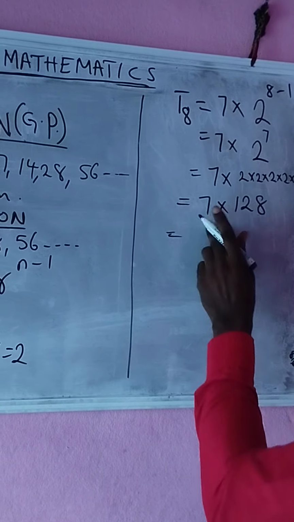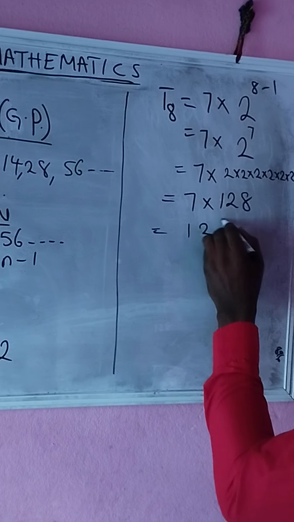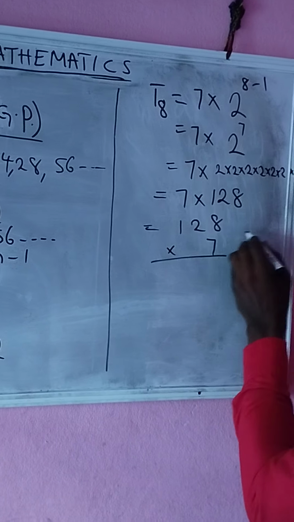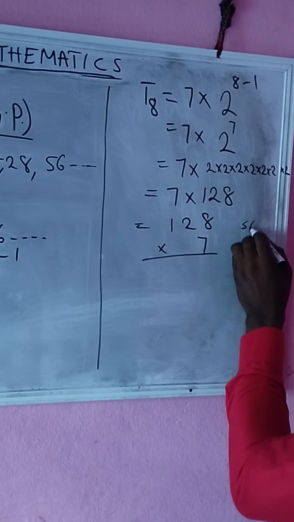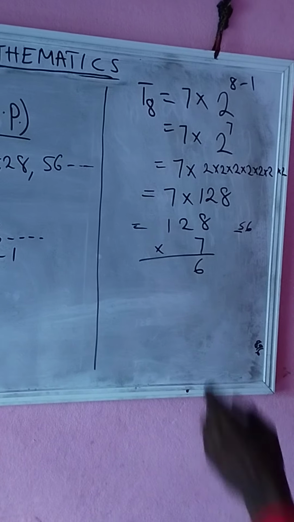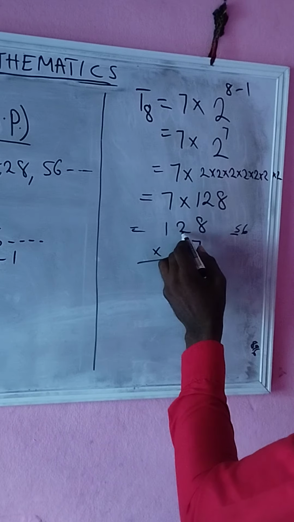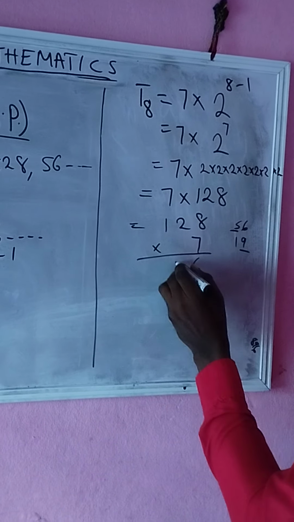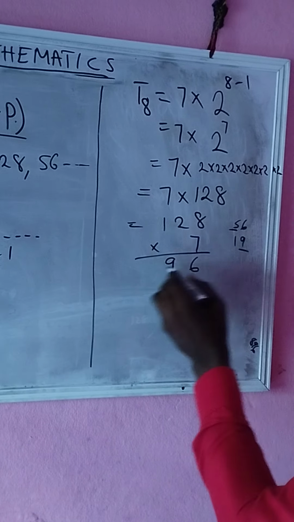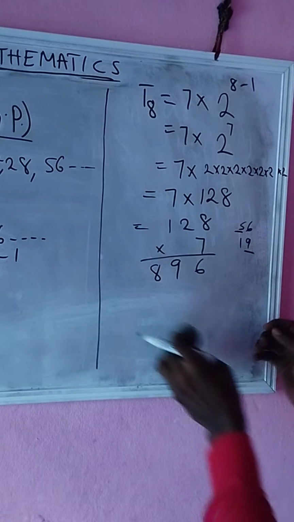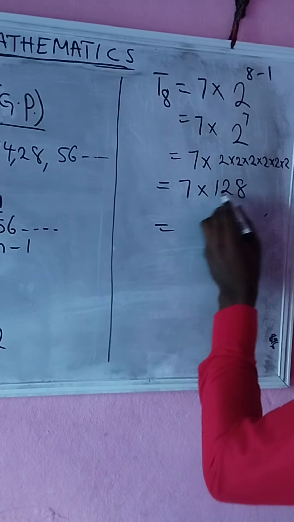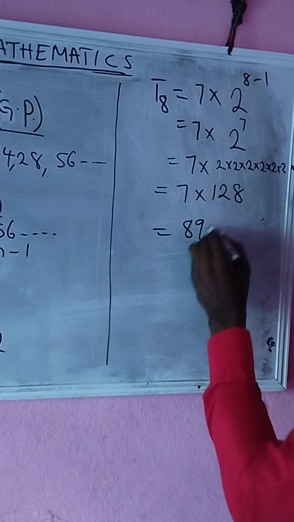Then we're going to multiply 7 times 128. 128 multiplied by 7. 7 times 8 is 56. Write down 6, take 5. 7 times 2 is 14, 14 plus 5 is 19. Write down 9, take 1. 7 times 1 is 7, plus 1 is 8. So we have 896. So it means 7 times 128 is 896.